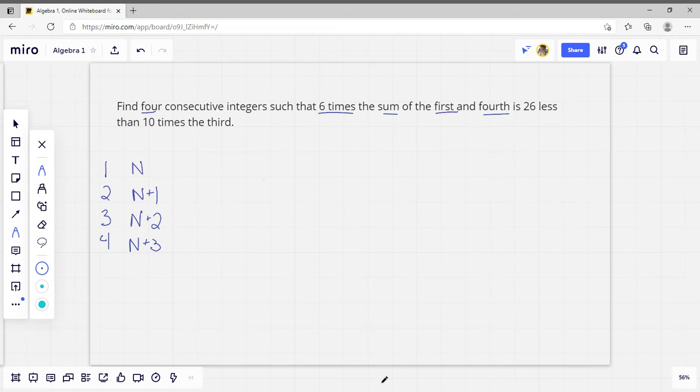So our first is n. Our fourth is n plus 3. And then all this goes in parentheses. And it's getting multiplied times 6. Okay, that's going to be equal to 26. That is 26 less than 10 times the third. So I'm going to take my third, which is n plus 2, and I'm going to multiply that times 10. So I'm going to put my n plus 2 in parentheses.